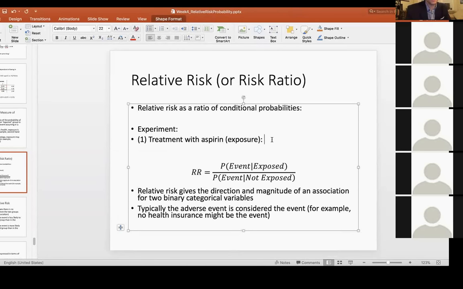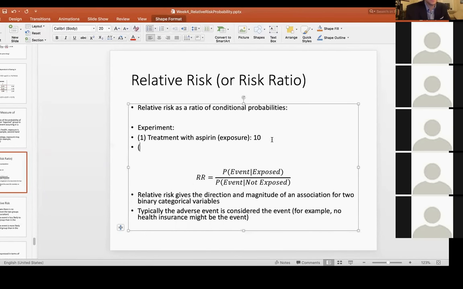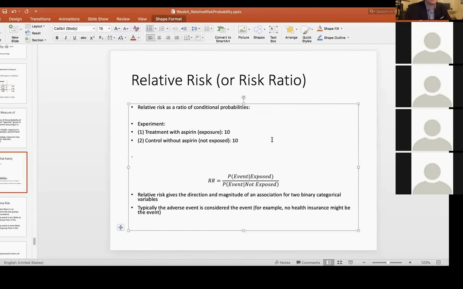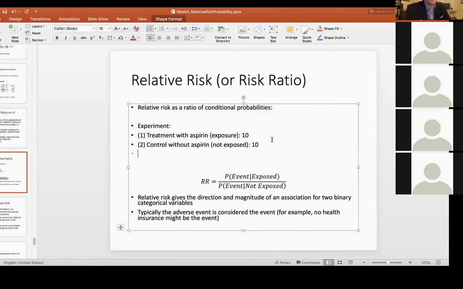And then you have the second group, and you have 10 people in that sample, randomly assigned. And then you have the control group without aspirin, right? So they're given nothing. This is the not exposed. And we also have 10 people there. And we track them over time, and we're testing this well-cited theory that aspirin reduces the risk of heart attacks. So there we have the experiment.